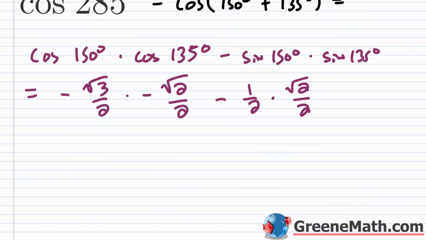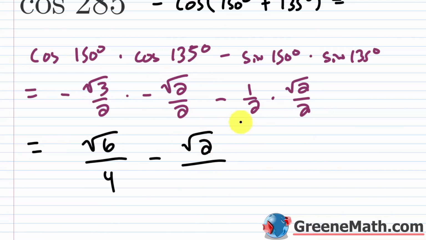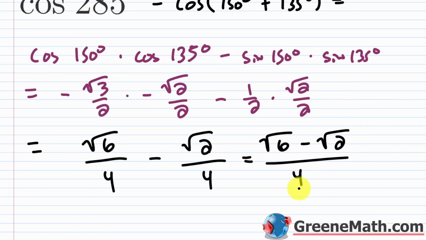So let's come down here and put equals. So this is negative times negative, which is positive. Square root of 3 times square root of 2 is square root of 6 over 2 times 2, which is 4. And then minus 1 times square root of 2 is just the square root of 2 over 2 times 2, which is 4. So this would be the square root of 6 minus the square root of 2 over the common denominator of 4.